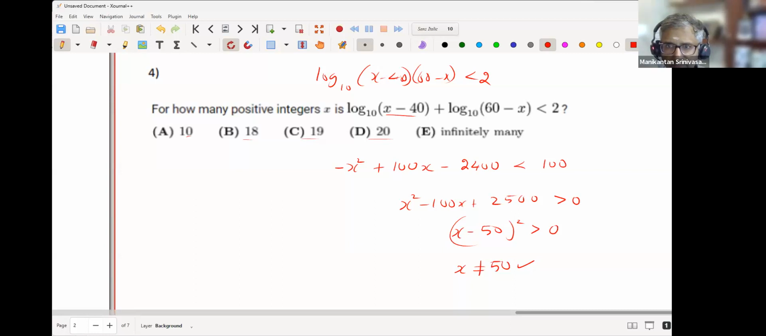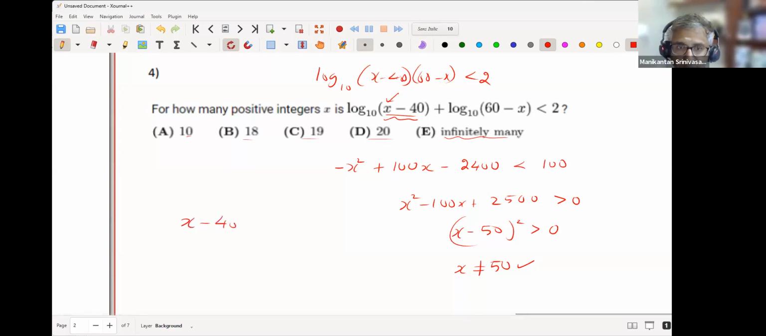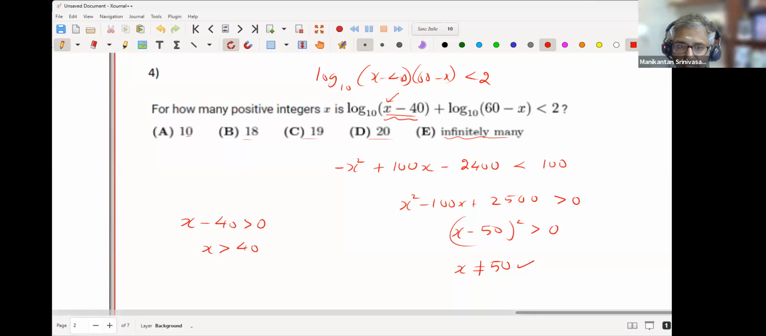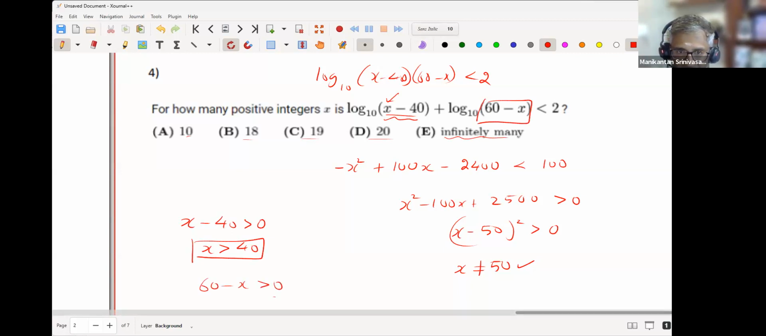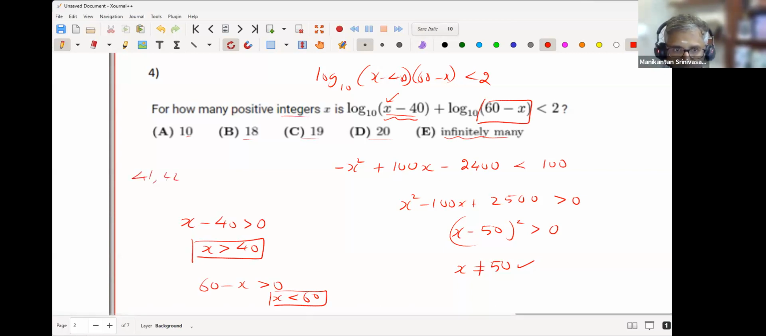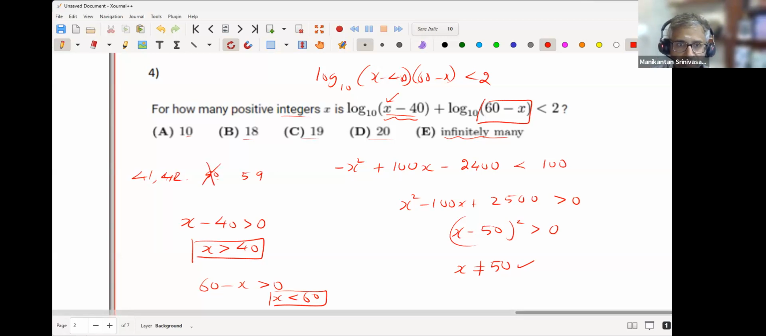We should be fine with any number as long as x is not equal to 50, which is why one of the choices is infinitely many. But the trick here is we cannot have x minus 40 be less than 0. Rather, x minus 40 must be strictly greater than 0, which means x must be greater than 40. Only then you can take a log. Similarly, 60 minus x must be greater than 0, which means x must be less than 60. Given it's an integer, the values are 41, 42, all the way till 59, except 50. So 41 to 49 gives 9 of them, and 51 to 59 another 9. So 18. Fairly easy question.